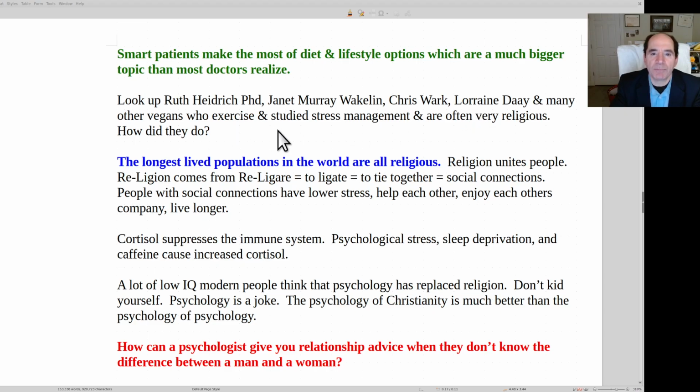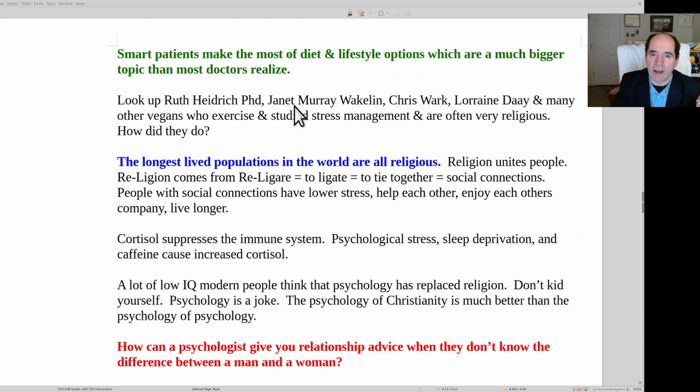Let's see. Here's some people: Ruth Heidrich, Janet Marie Wakelin, Chris Wark, Lorraine. They all survived metastatic cancer for decades. Okay, and what do they typically do? Go low fat, low sodium vegan. There's a few exceptions. Chris Wark, I really like him. He's done a lot of good things, but I think he allows people to have olive oil. I think that's a mistake, and he maybe got away with it, but I don't think other people might be so lucky. Some of them exercise like crazy.